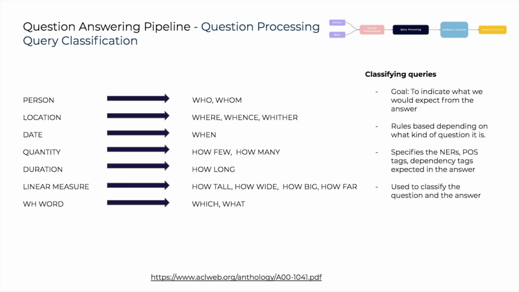The third component of question processing was query classification, that was used to determine what to expect in the answer. Based on the type of question, we can find out what named entities, POS tags, and dependency tags are expected in the answer to help find the closest, most concise match to the question.